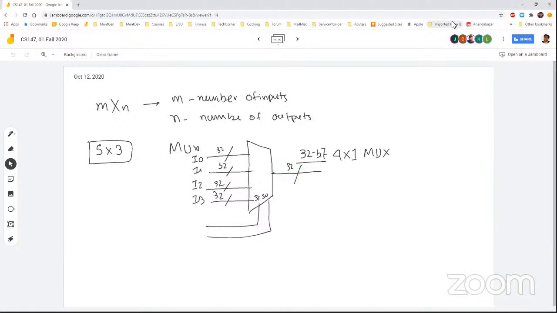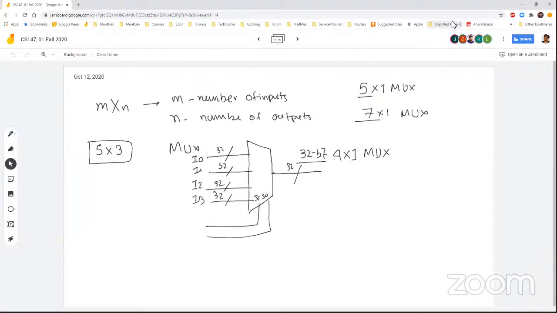So there can be, let's say, a 5x1 mux, or a 7x1 mux. I think Andy's question is how do we construct the corresponding decoder, right? I'll come to that part. Let's look at the decoder side.